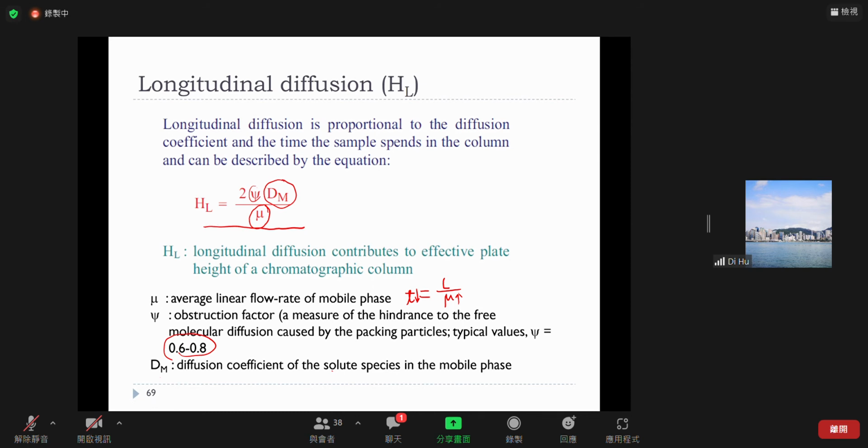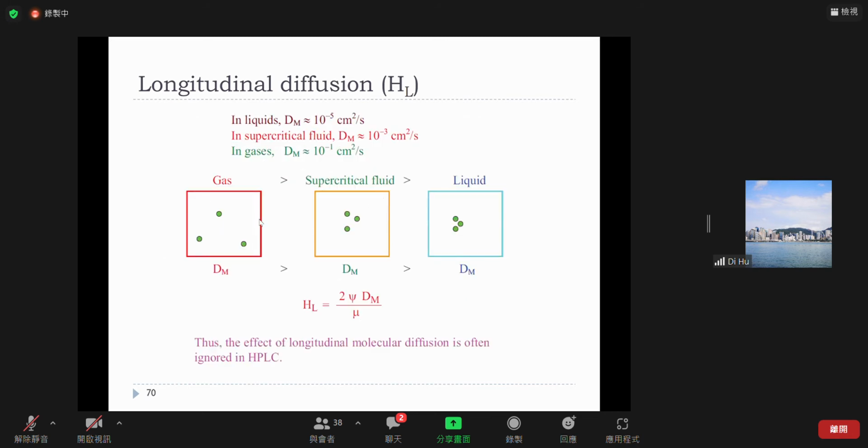So now think about capillary GC and LC again. Which one do you think has a much larger longitudinal diffusion? Which one has a larger one? GC, very good, thank you. So why is that? Let's look at this.